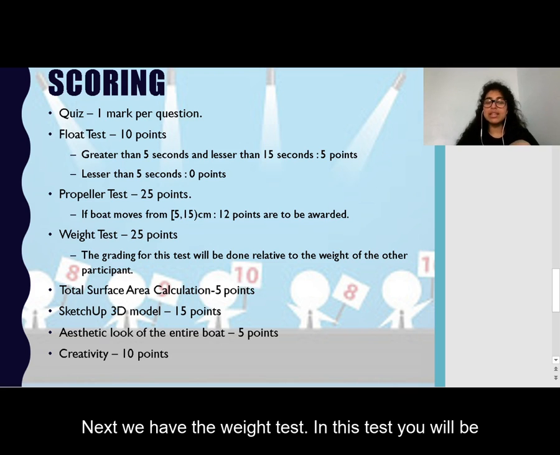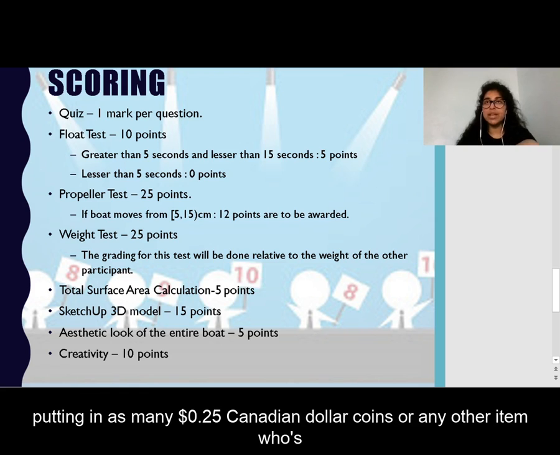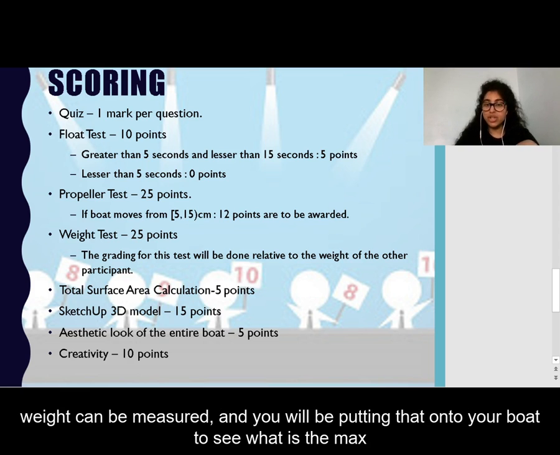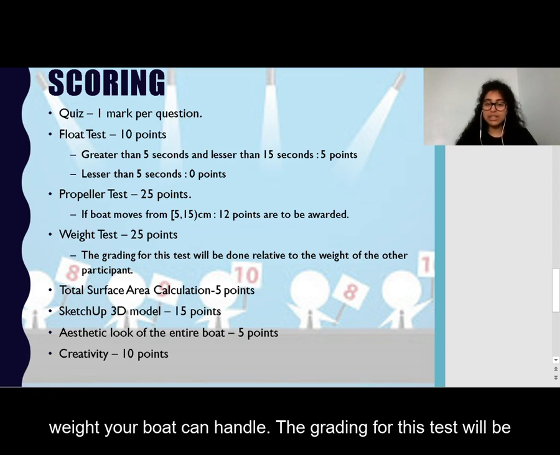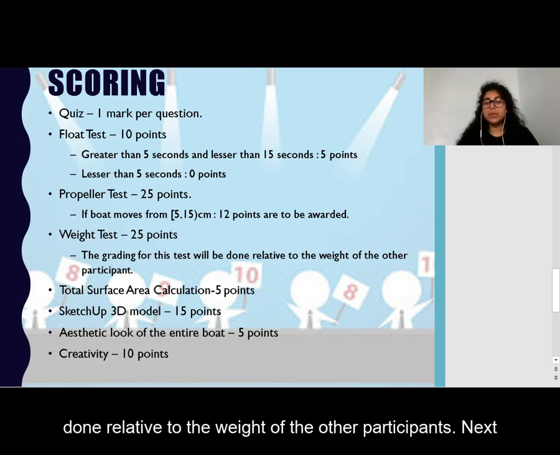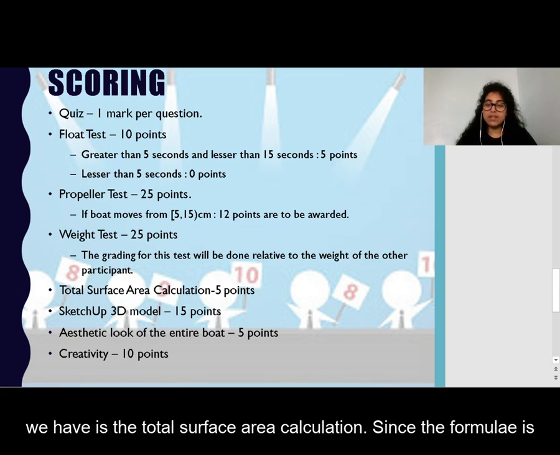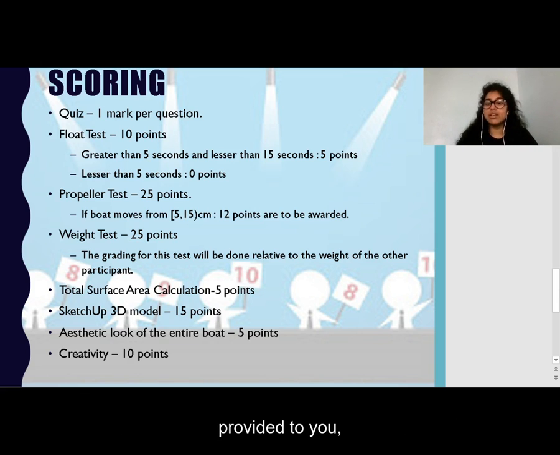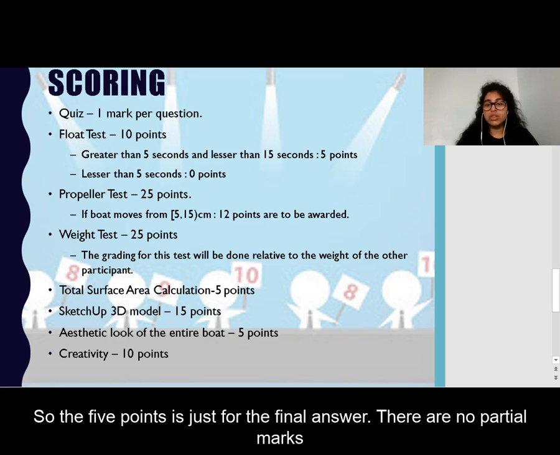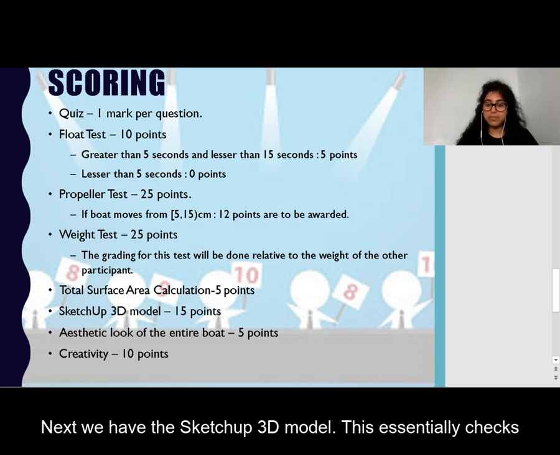In this test, essentially, you will be putting in as many 25 cents Canadian dollar coins or any other item whose weight can be measured. And you'll be putting that into your boat to see what's the max weight your boat can handle. And the grading for this test will be done relative to the weight of the other participants. Then the next we have is the total surface area calculation. Because the formula is provided to you, the 5 points is just for the final answer. There are no part marks for this section.